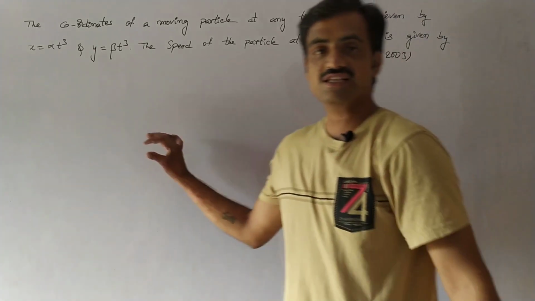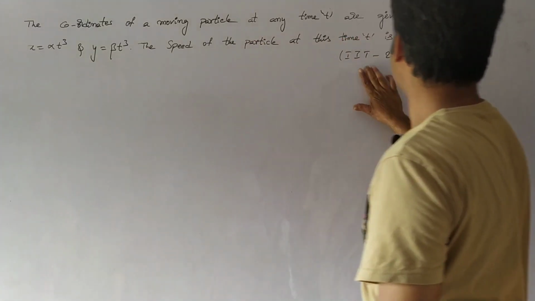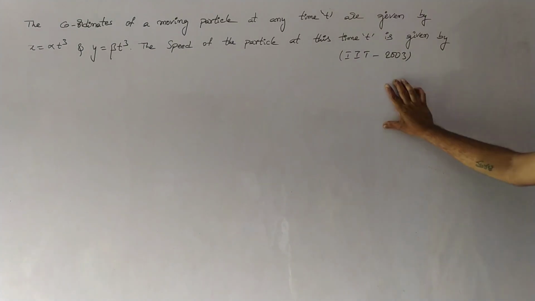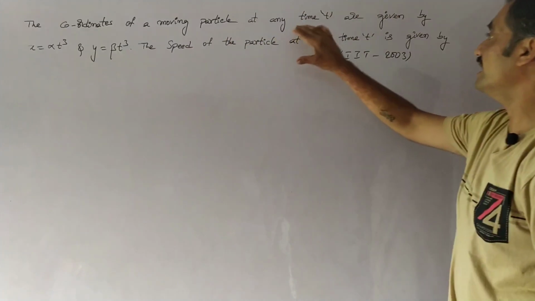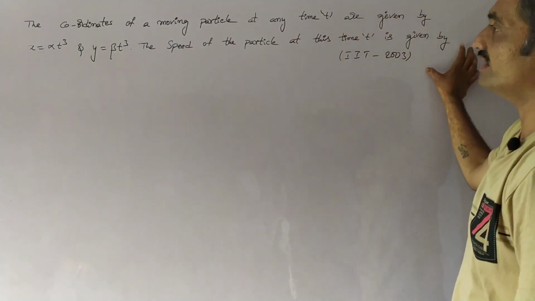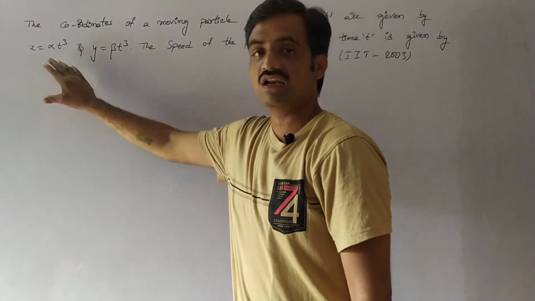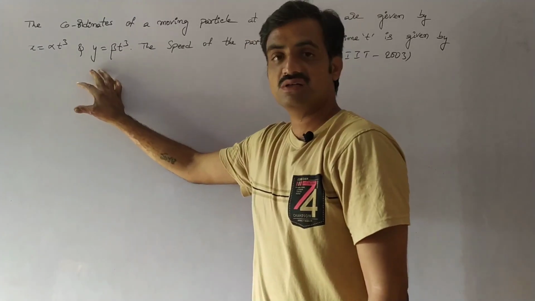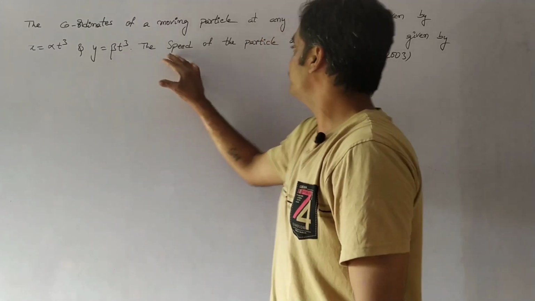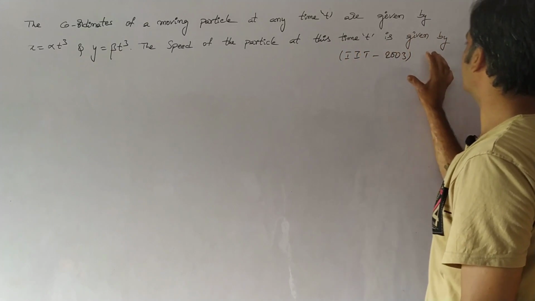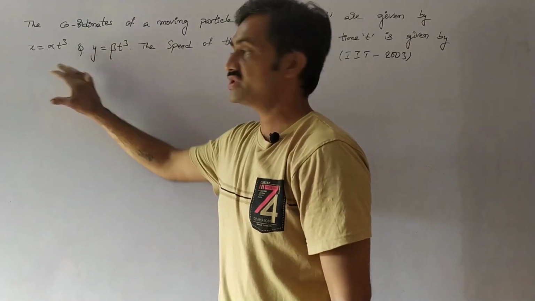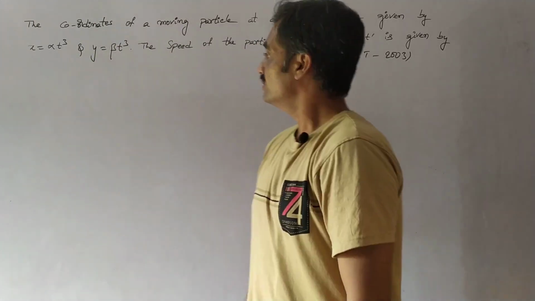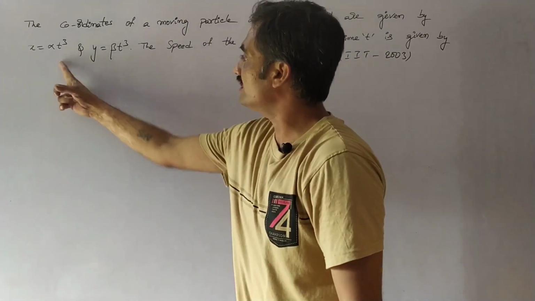So here the next problem was asked in IIT 2003. Observe that the coordinates of a moving particle at any time t are given by x equals alpha t cube and y equals beta t cube. We have to find the speed of the particle based on this position along the x and y axes, where alpha and beta are constants.